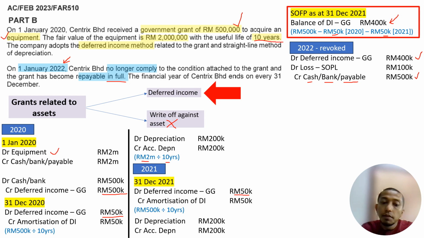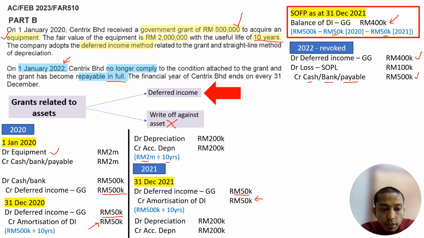The balancing figure is the loss, which in this case is 100,000. Why 100,000? Because it is the 2 times of deferred income that you recognized as revenue: 50,000 plus 50,000, so 100,000 revenue recognized. To balance this, you put 100,000 as expenses.